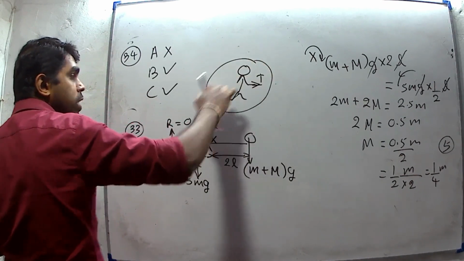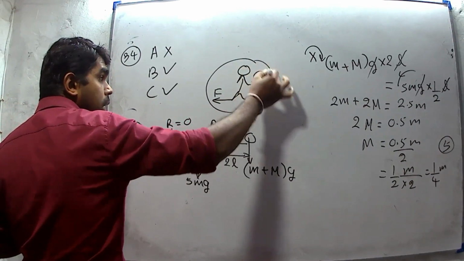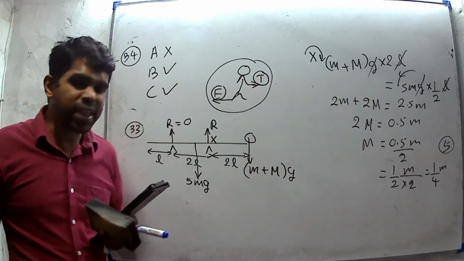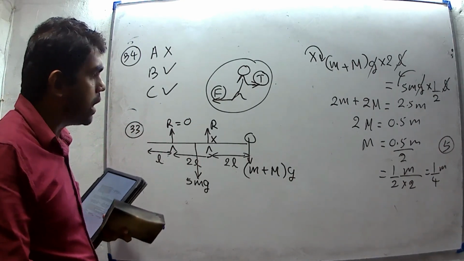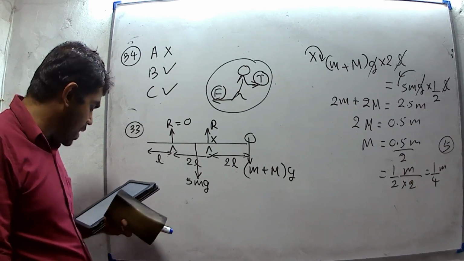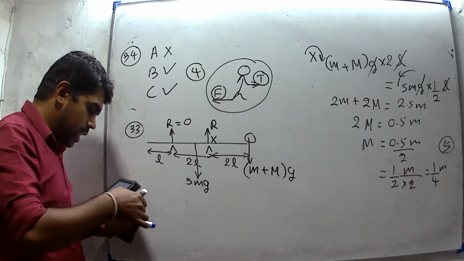We can consider horizontal equilibrium. When considering horizontal equilibrium, tension is equal to the frictional force. Therefore, we can say that the tension depends on the frictional force. Therefore, it is correct. Only B and C are correct. The fourth answer is correct for question number 34.